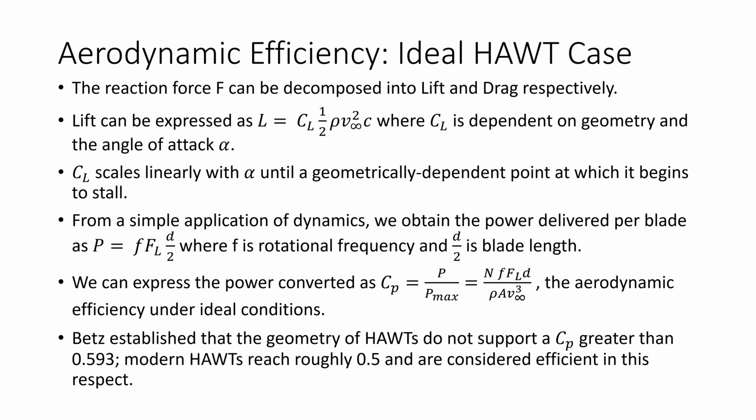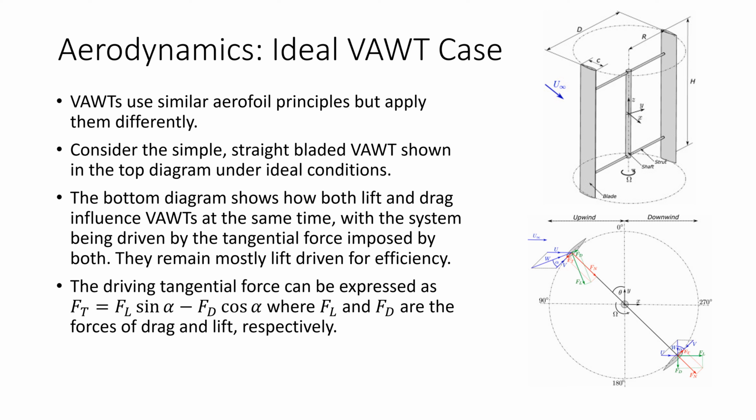Vertical axis wind turbines apply similar principles, but very differently. In our case, it's the tangential speed of these blades that matters, that's driving the system, and that is mostly contributed to by lift, but can also be contributed to a little bit by drag, but we still consider it to be lift driven. We have that tangential force expressed as a function of the lift and drag there.